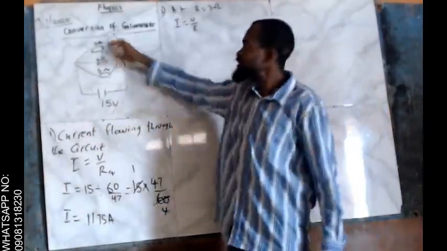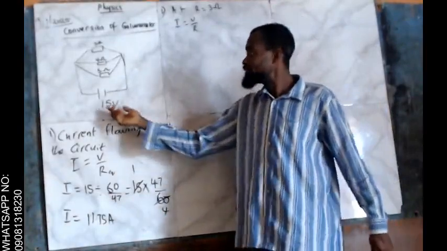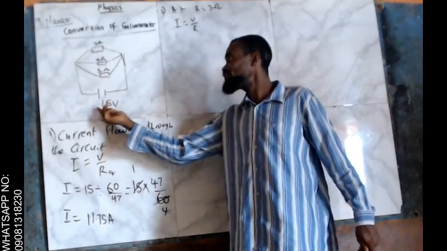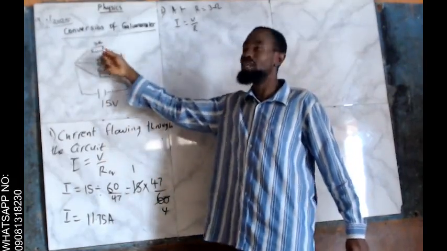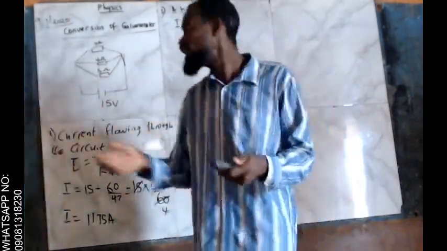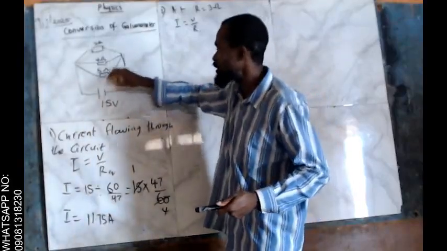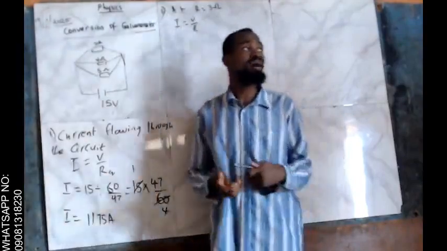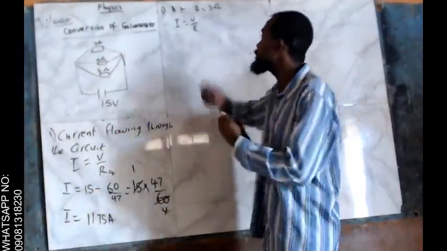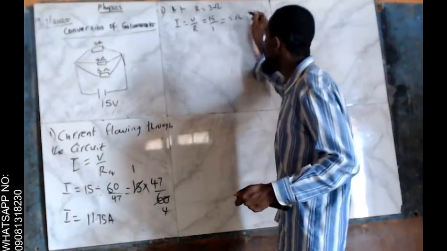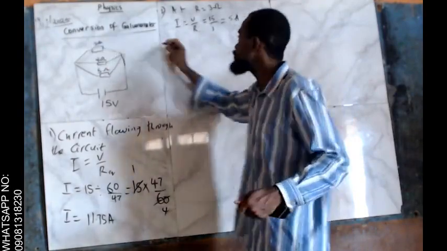Why? Because these three resistors are in parallel, and because they are in parallel and there's no internal resistance, the terminal potential difference coming from the cell will be the potential difference at each of the resistors. There is no potential drop. So our V will remain 15 V over our R, which is 3. 15 divided by 3 will give us 5 ampere. So that is the current flowing through the first resistor.